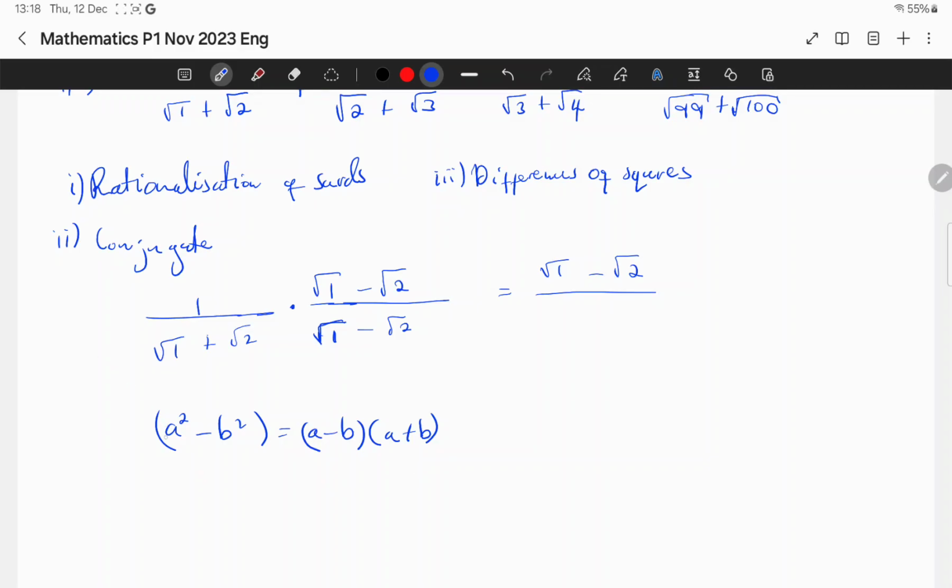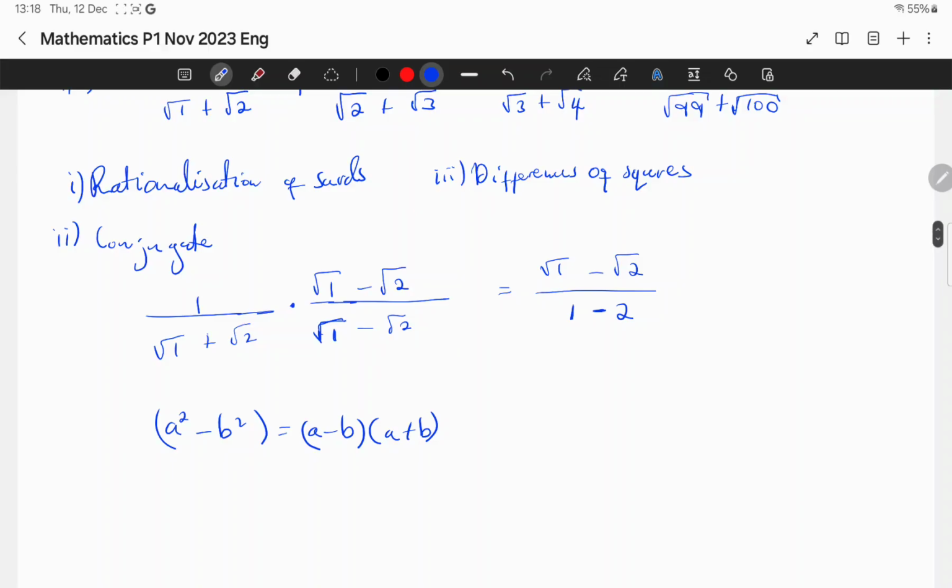What does that give you? A squared, that will be root 1 squared. What's root 1 squared? It's just 1. Minus b squared, what's that? Root 2 squared, that's just 2. So it's going to be 1 minus 2. That's what we have on the bottom. What does that simplify to? Simplifies to negative 1.